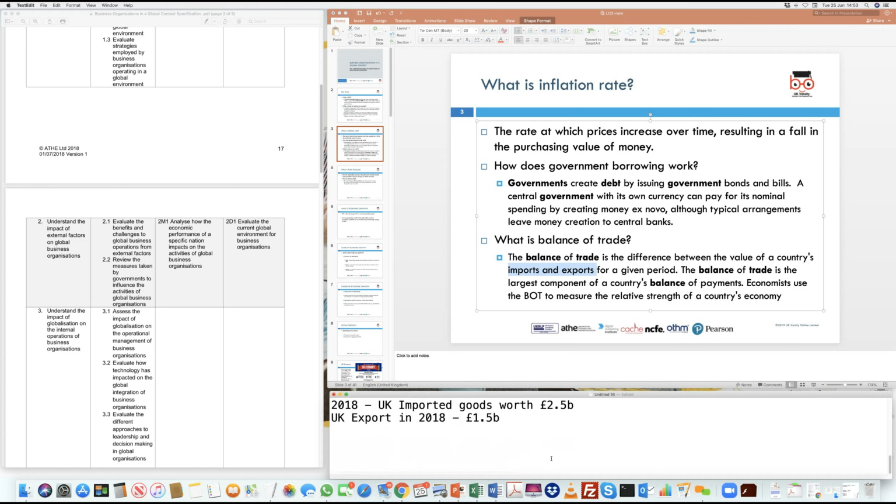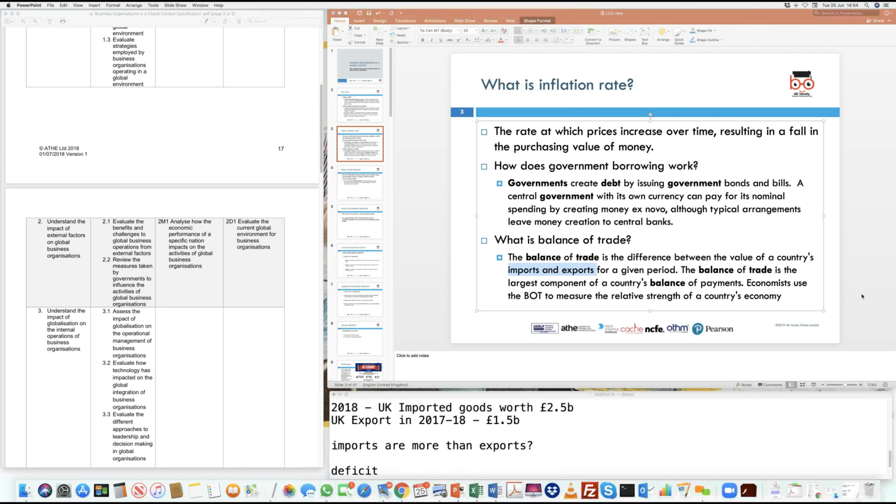So if you see, imports are more than exports. This creates a deficit. What is the deficit? That means the country is actually buying more than selling. So it is getting less money from raising taxes, but it is spending more. This deficit, which is the difference between the value of a country's imports and exports for a given period, 2017 or 2018, is basically called balance of trade.